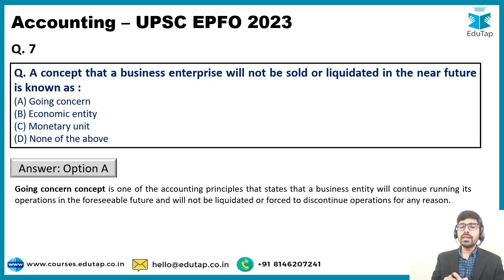So going concern concept states that we are going to continue our operations for the foreseeable future and we are not going to just discontinue our business in coming future. So this is the assumption that all accountants are making. Correct answer becomes option number A, a very easy and a very important accounting concept.